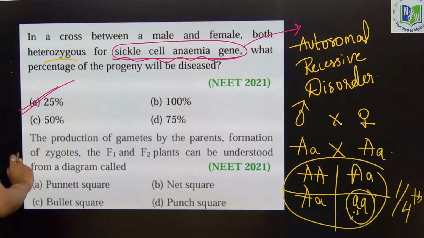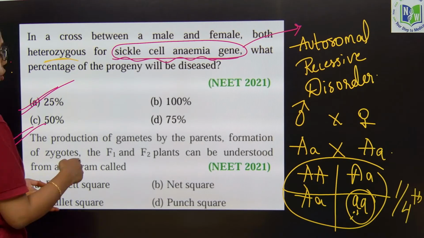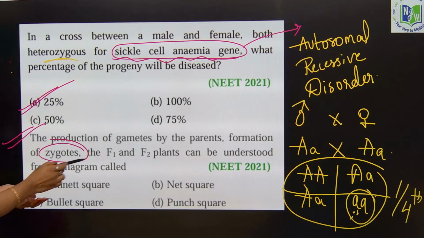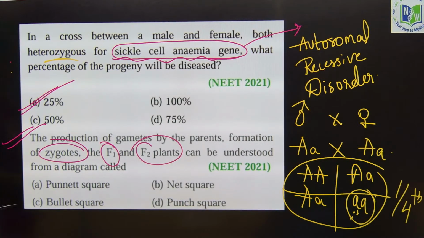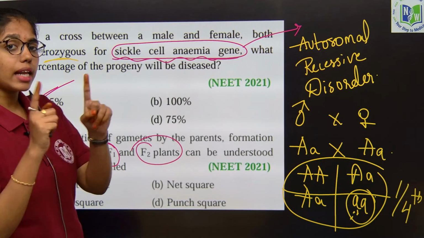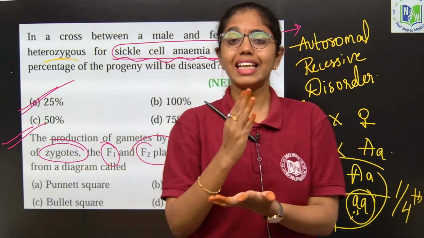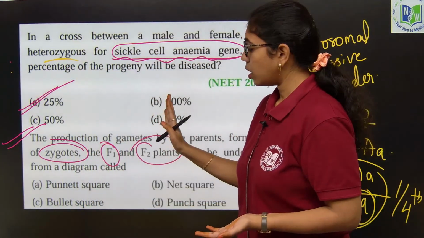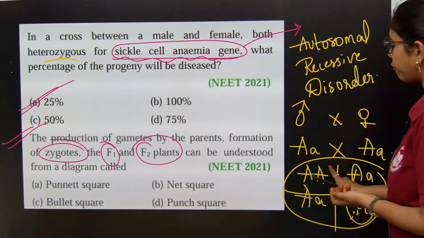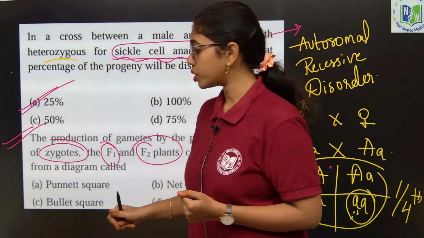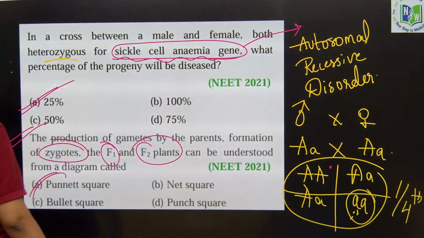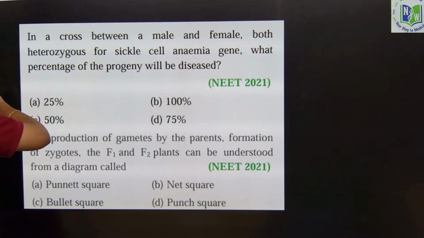Okay. Next question you look into: the production of gametes by parents, formation of zygotes, the F1 and F2 plants can be understood from the diagram called as. So what is the diagram or square in which you can clearly analyze the cross, the F1 generation, F2 generation and the offspring? In the Punnett square, that is option A. This question appeared in NEET 2021.